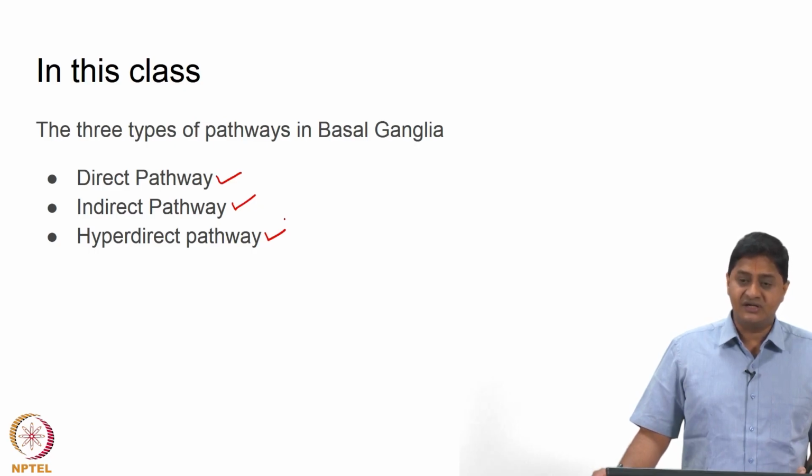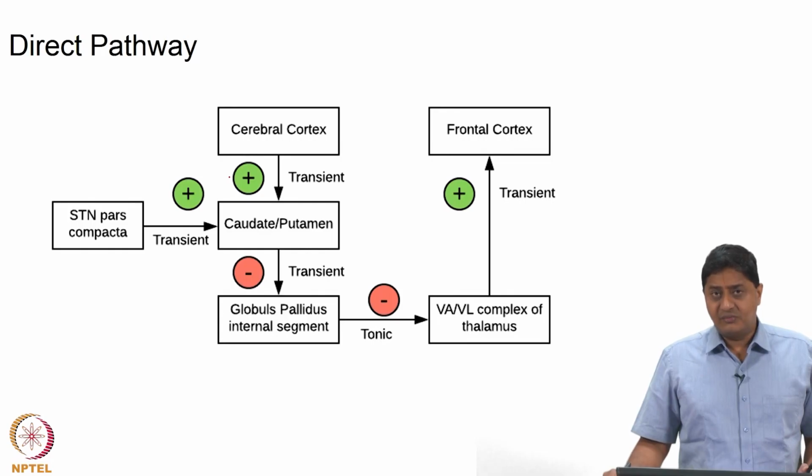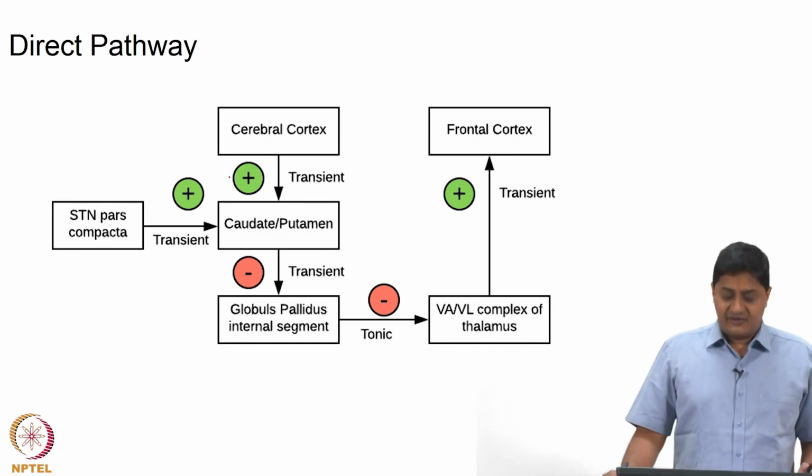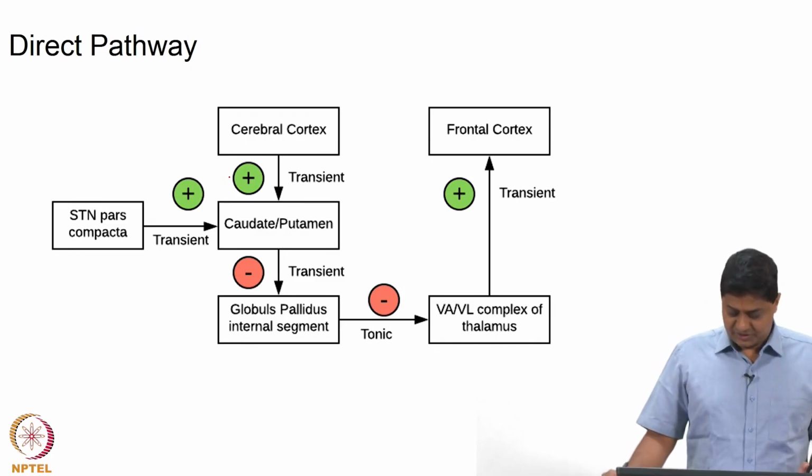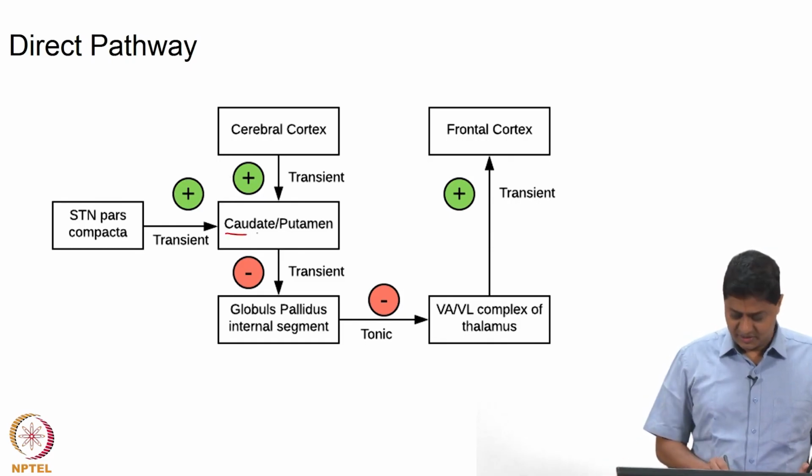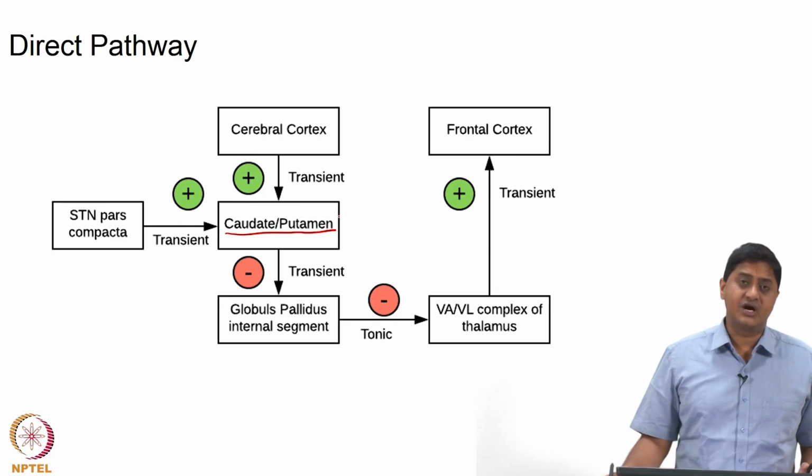Let us remember that the striatum is the major input structure of the basal ganglia, and the substantia nigra pars reticulata and the globus pallidus internal are the major output structures. Here we have taken only the GPI as the output structure, and here the striatum is shown separately as caudate and putamen.